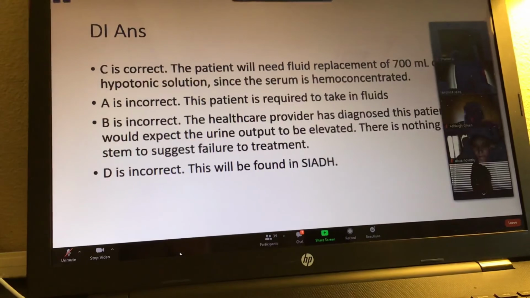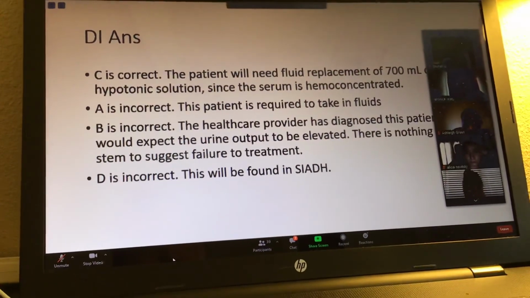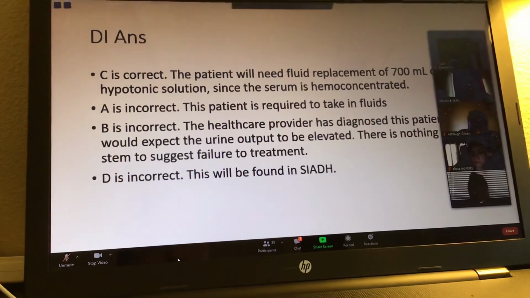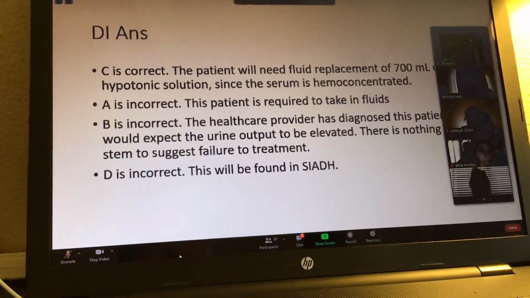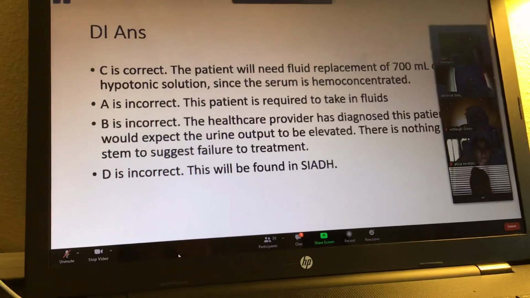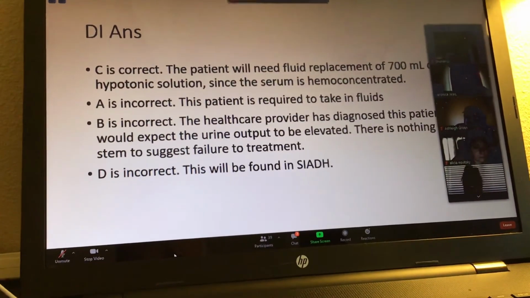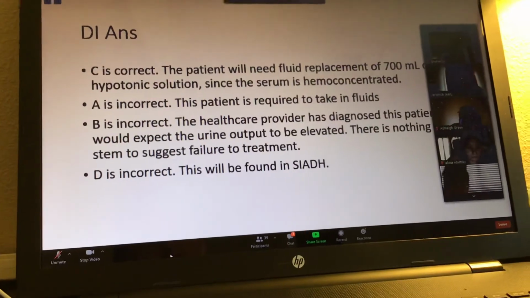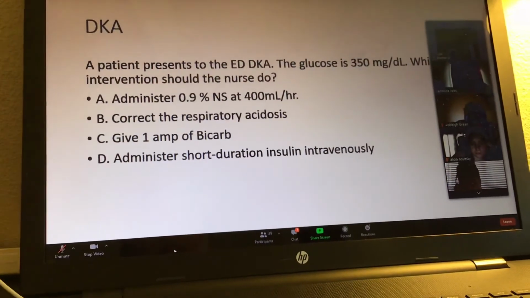And the reason B would be incorrect is because the healthcare provider has diagnosed this patient and would expect the urine to be a little elevated. And Ms. John, I have to assume they had an order already, huh? Yes. Yeah, see, that's what I did. On this level, I know they said assume. Yeah. So you're correct. Thank you. Thank you for responding. All right.